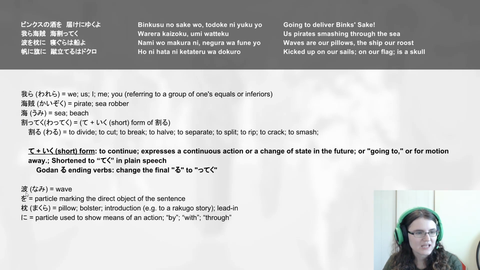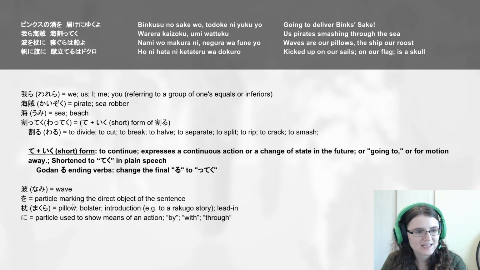And then nami is a wave, and o is a direct object. And then makura is like a pillow or a bolster. It's just like a pillow in this instance. So we're making the waves our pillows. We're using waves as our pillows. And then ni is showing the means of an action.